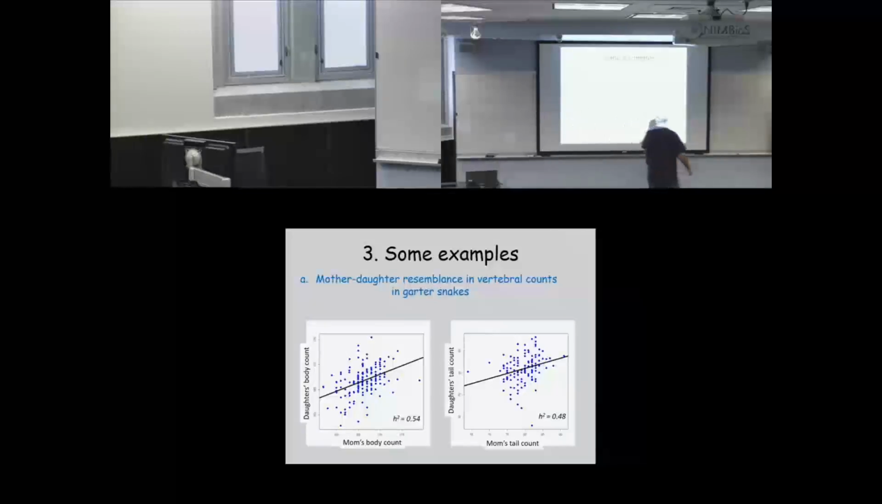Okay, so we can do the same thing for the tail. And in both cases, we see a positive regression line. And if we estimate heritability as twice this slope, it's 0.54 for the body vertebrae, and about the same, a little less than 0.5, for the tail count.